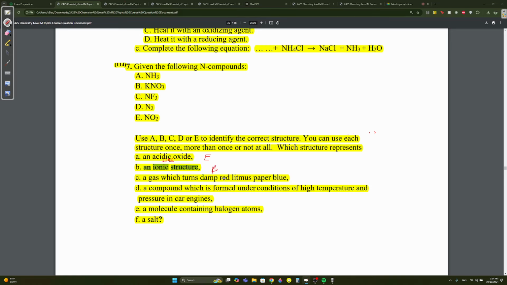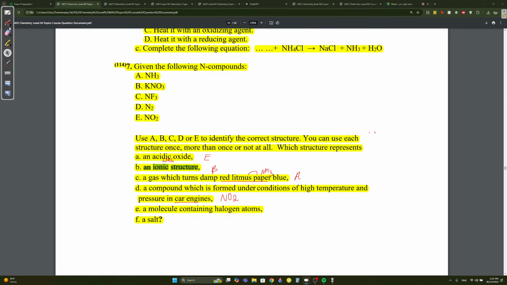A gas which turns damp red litmus paper blue. Everybody knows this is ammonia. So, of course, it will be A. A compound which is formed under conditions of high temperature and pressure in car engines. This is very important. Car engines, it's nitrogen dioxide.